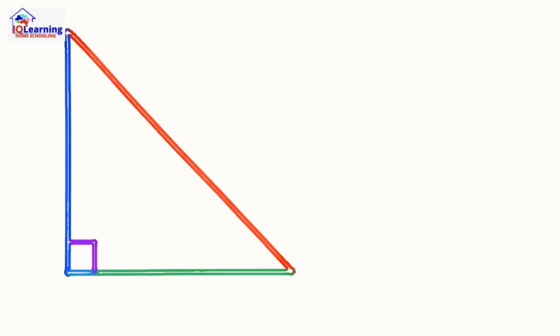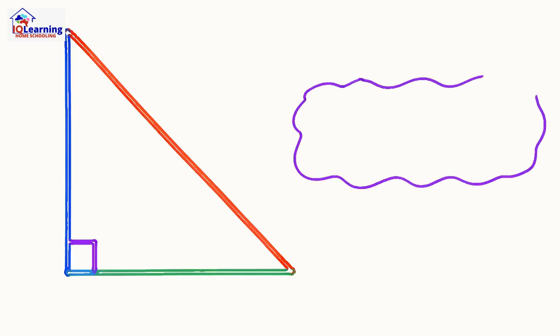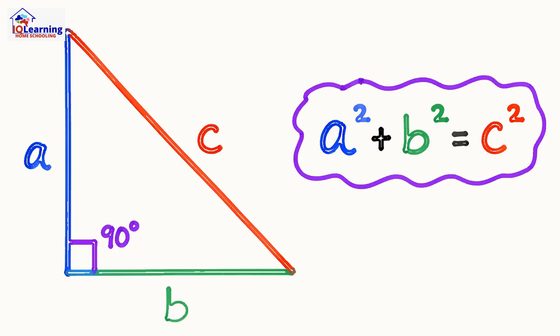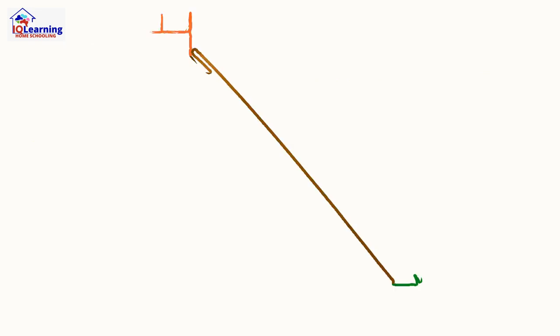It perfectly connects the two shorter sides that form the 90-degree angle, let's call them A and B, to the longest side opposite it, the hypotenuse, called C. The famous formula is a squared plus b squared equals c squared. So, how do we use it?